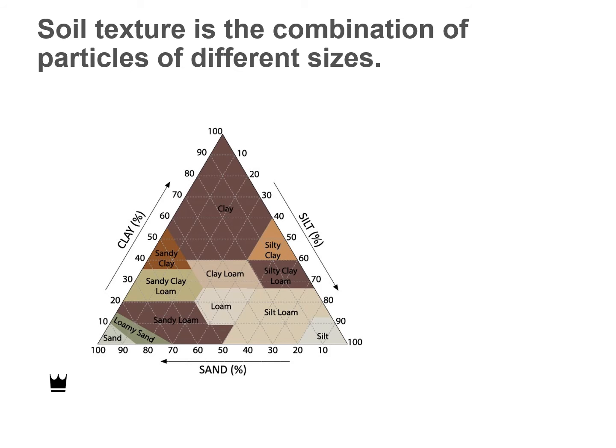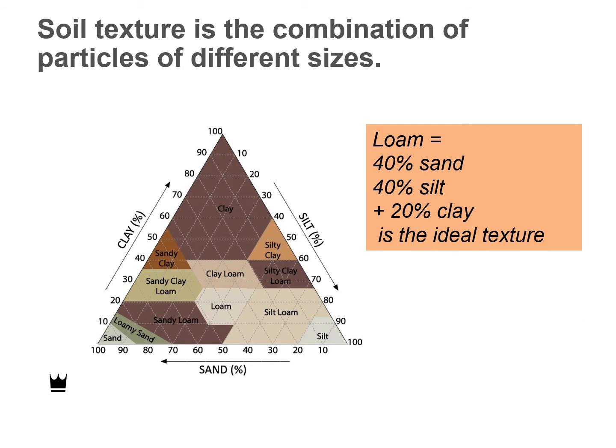It is possible to have a soil that is 100% sand or 100% clay, for example, but most soils are a mixture of different sized particles. This rather odd-looking diagram helps us determine what kind of soil we have based on the percentage of each type of soil particle. The ideal soil is loam, which is about 40% sand, 40% silt, and 20% clay.